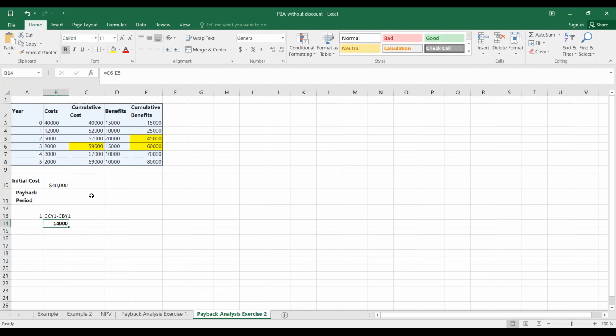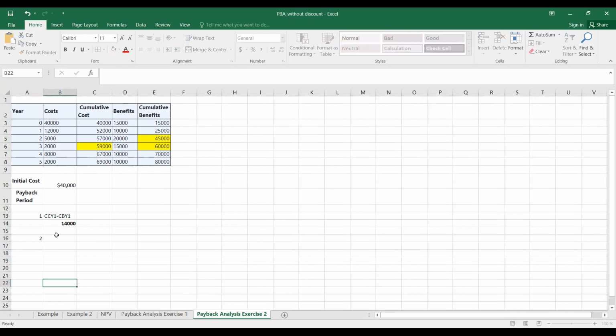So after this, your next phase is you will find out what is the difference between year 3 and year 2. 15,000 is the difference, but we'll calculate it anyway. So you have cumulative benefits year 3 in this case minus cumulative benefits year 2. So that gives you a value of 60,000 minus 45,000, 15,000 is the value. In fact, you have the answer there. There's the difference.